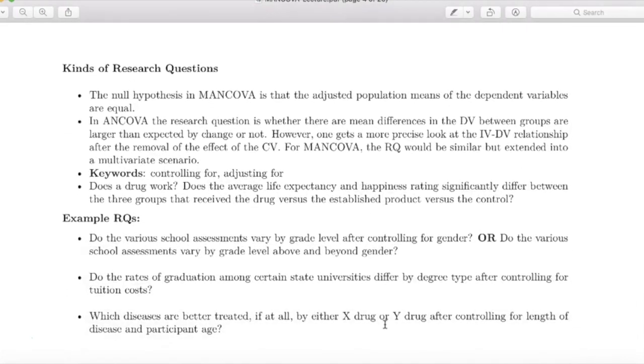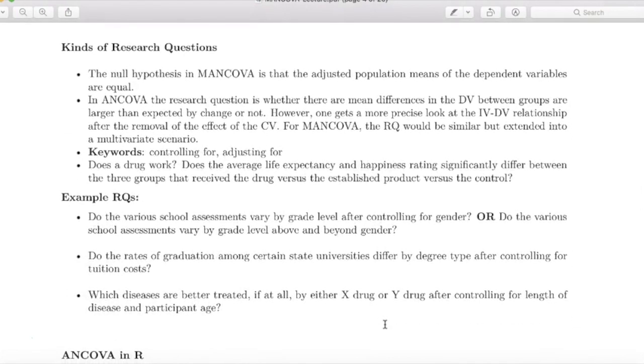Kinds of research questions that you can answer with your MANCOVA. One thing that I should separate here in my notes is the null hypothesis, which is very similar to MANOVA. The null is that the means are equal, and the alternative is that there's at least one mean that is different. For MANCOVA, we would do the same thing, but we would call them adjusted population means.